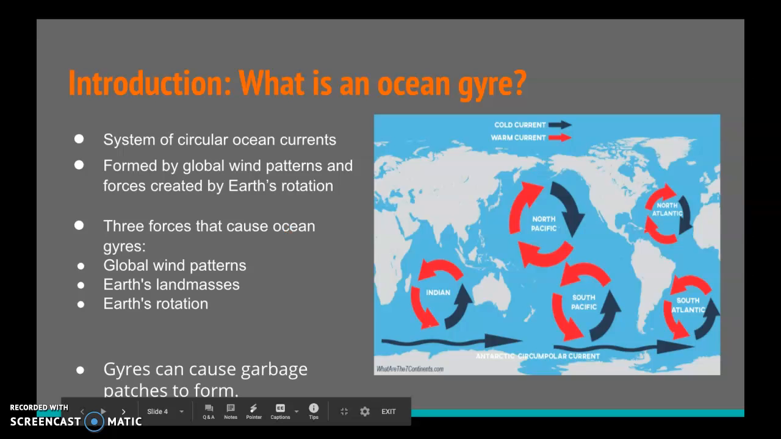Let's start off with what ocean gyres are. Ocean gyres are a system of circular ocean currents formed by global wind patterns and forces created by Earth's rotation. The three forces that can create ocean gyres are global wind patterns, Earth's land masses, and Earth's rotation. As you can see in this photo to the right, there are a lot of clockwise and counterclockwise wind patterns going on around the world.